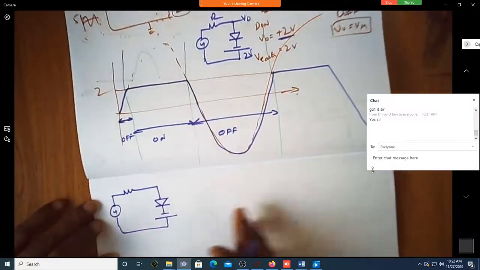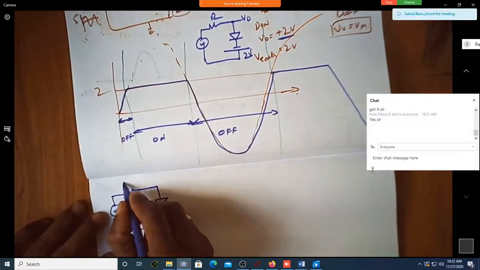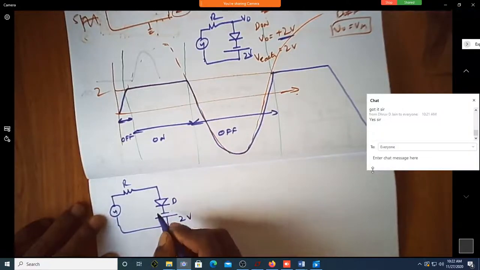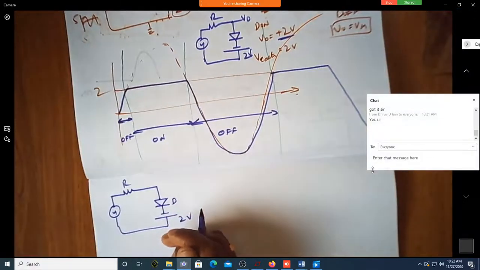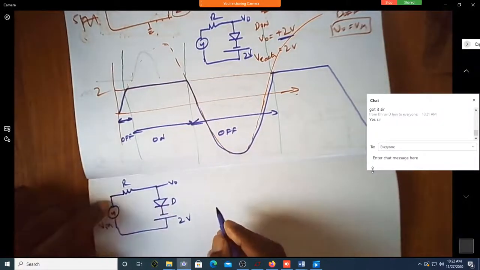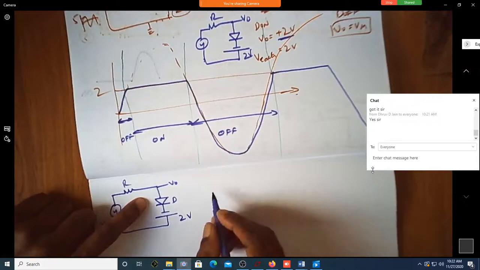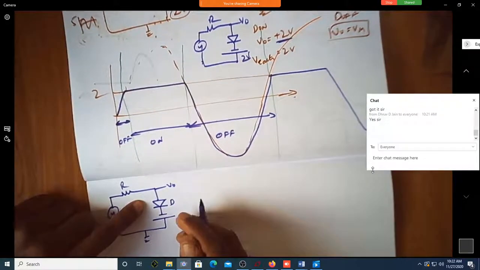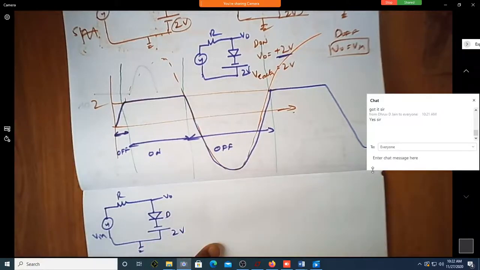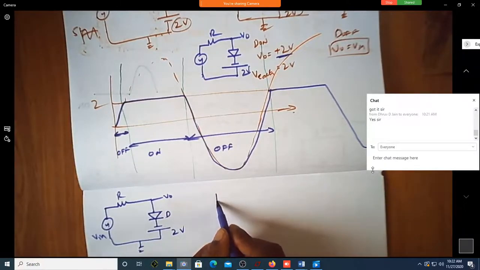So we always consider the input is a sine wave like thing. This is R. Let me say this is 2 volt and this is a diode. We are always considering the diode to be an ideal one. So this is V in, this is V naught, and this is ground. Can we write the equivalent circuit? What is the equivalent circuit when the diode is on? How do I replace the diode?